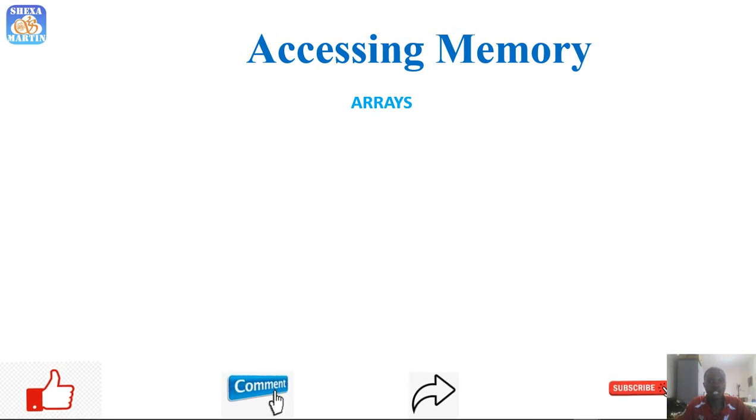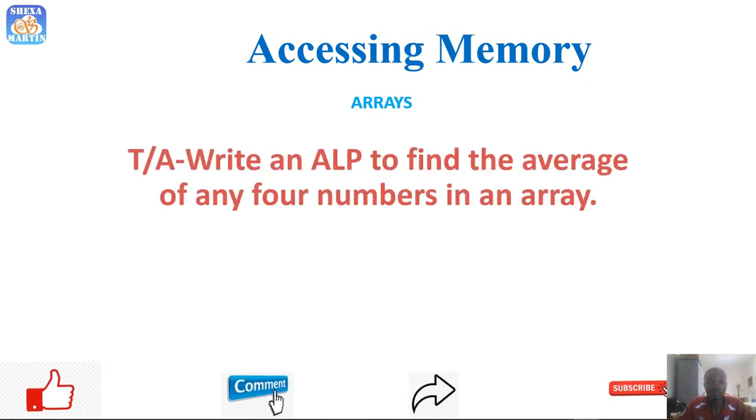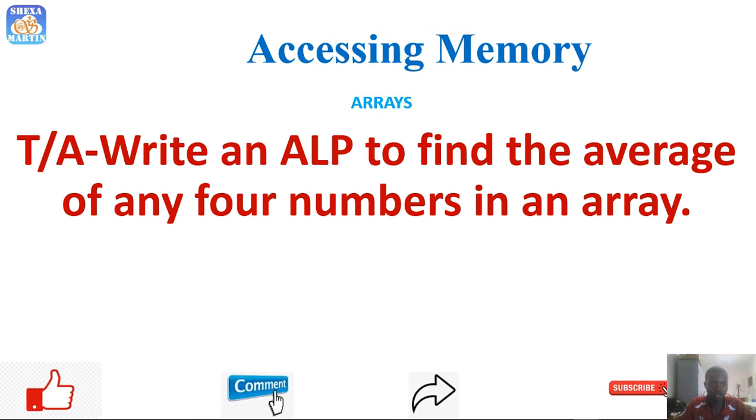I will start by giving you a takeaway, a homework task, and I assume that you are watching me while at home or wherever you are. Just take this and work on it. Write in ALP, which stands for Assembly Language Program, to find the average of any 4 numbers in an array. So we have an array which has 4 values, and these values are supposed to be added. You calculate the sum, and then you divide the sum by the number of items in the array. That's a takeaway for you.